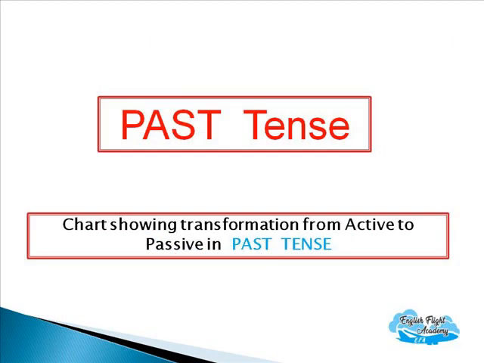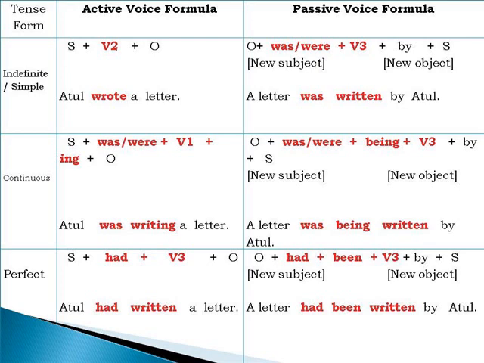Now let's look at the chart of the past tense, how it is transforming from the active to the passive. So let's understand past tense. Simple past tense: subject plus verb 2 plus object. That's the active voice formula, and the passive voice formula is object plus was or were plus verb 3 plus by plus subject. "Atul wrote a letter" becomes "A letter was written by Atul."